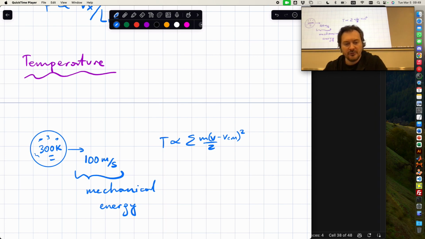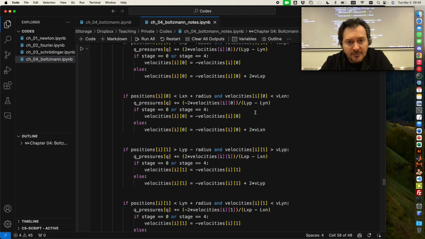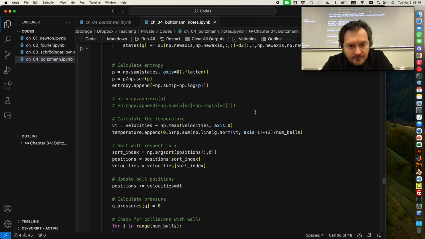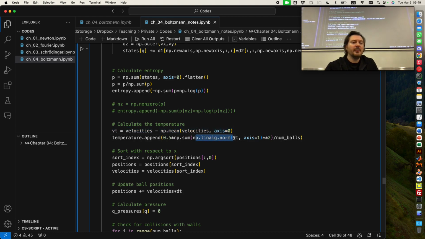Yes? So let me show you where I have implemented that. Here it is. I first find the velocities minus their mean, then I take their squares. But why does it fluctuate? Wouldn't the center of mass velocity remain the same? Wouldn't the momentum be conserved?